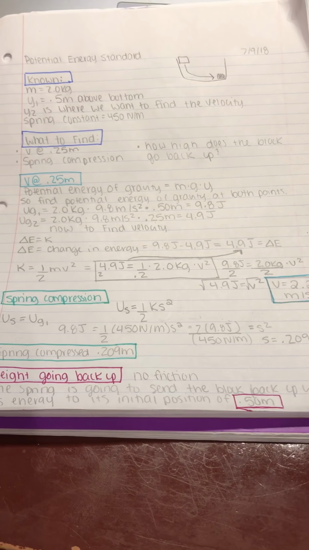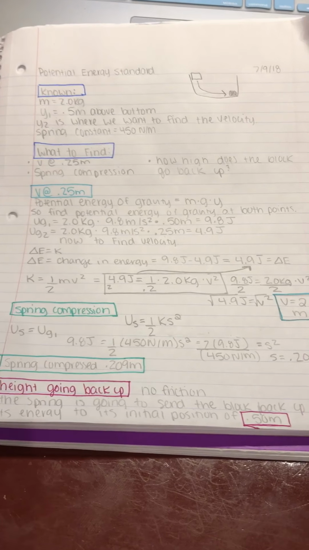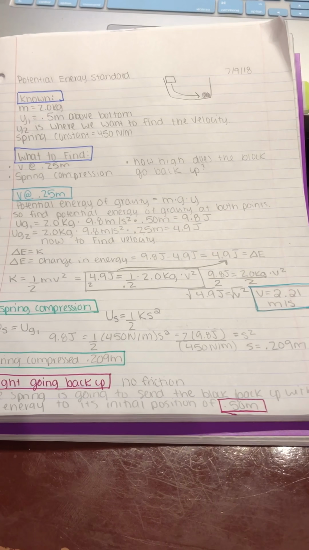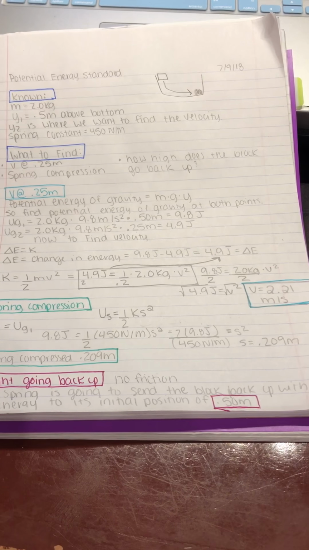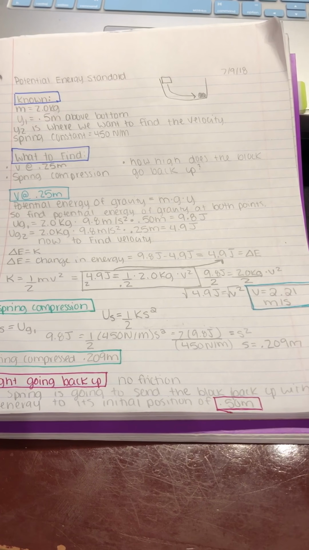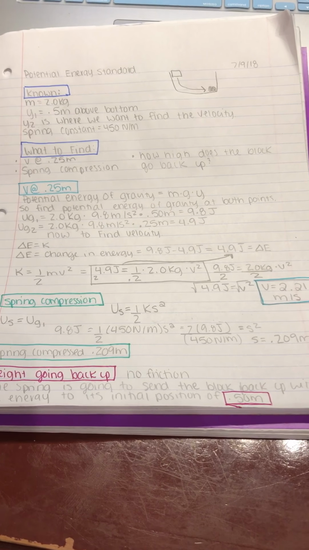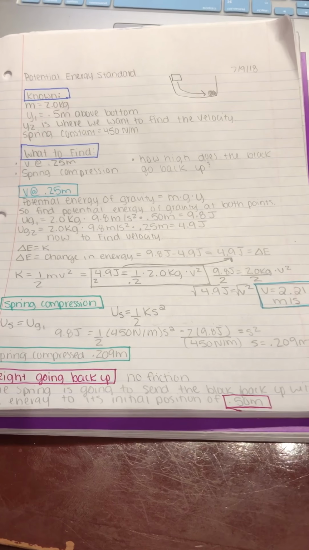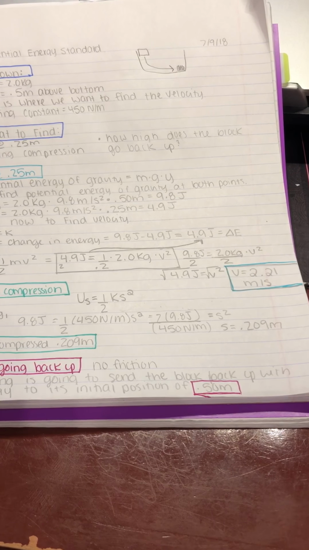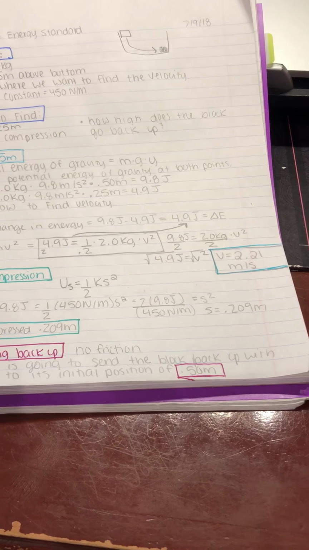So the equation that we're going to use for velocity is K equals 1/2 mv squared. We know that K is also equal to the change in energy. So we're going to find our change in energy by taking 9.8 joules minus 4.9 joules to get 4.9 joules from the potential energy of gravity equations that we found. After we set 4.9 joules equal to 1/2 times the mass times v squared, we multiply by 2 and we get v squared left. Take the square root to get a velocity of 2.21 meters per second.